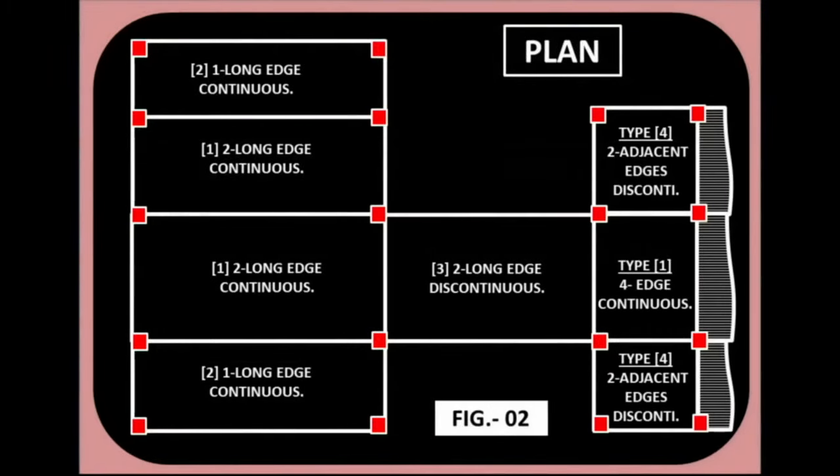Say this is our plan. For this slab and this slab, 2 long edges are continuous, so it is case number 1. For this slab and this slab, 1 long edge is continuous, so case number 2. For this slab, 2 long edges, this edge and this edge, are discontinuous, so case number 3.